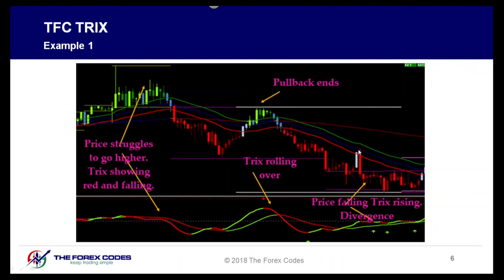If you're watching price action, price does go back to the wave, but look at the outside bar there, the engulfing candle, and price drops a bit further. But the Trix is telling you to get out. Okay, I hope that's clear.